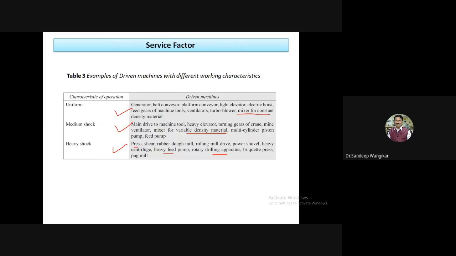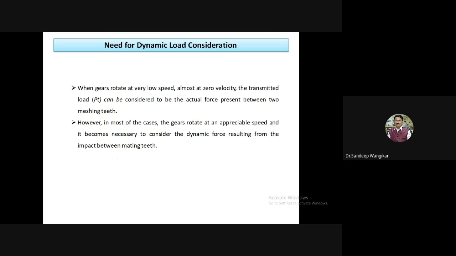Now, after the service factor, let us move to what is the need for dynamic load consideration. See, we have discussed the static load PT. We have some formula for calculating the static load PT acting on the gear. Now, why is P effective required, or what is the necessity for considering the dynamic load in a gear design?